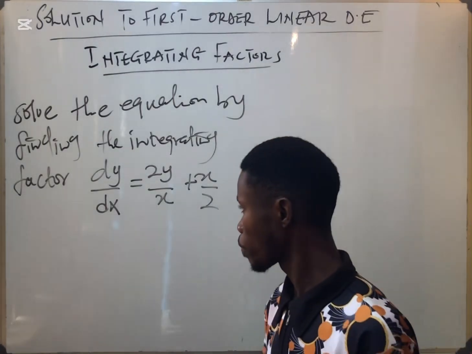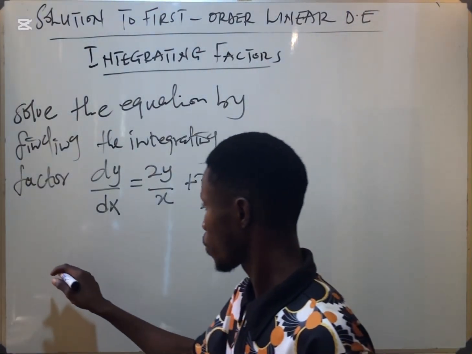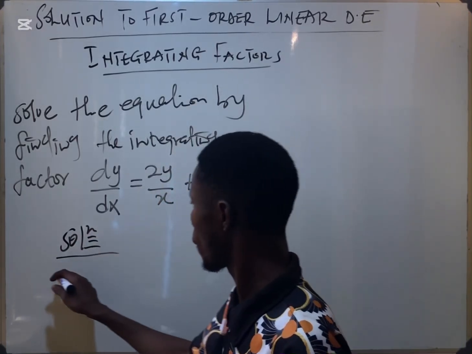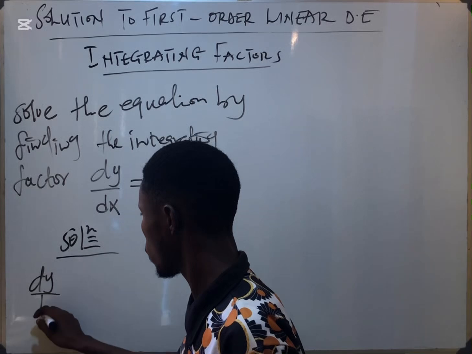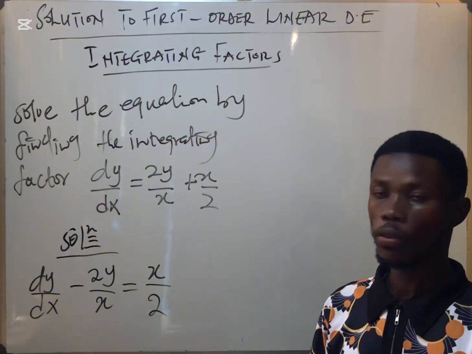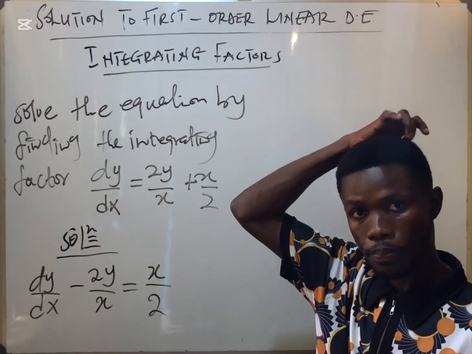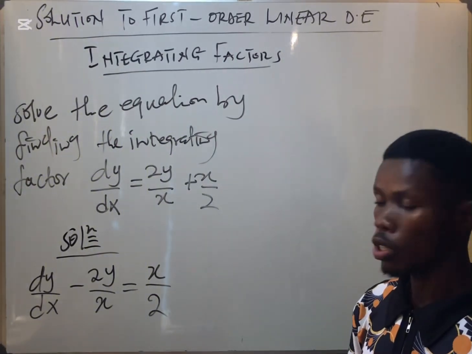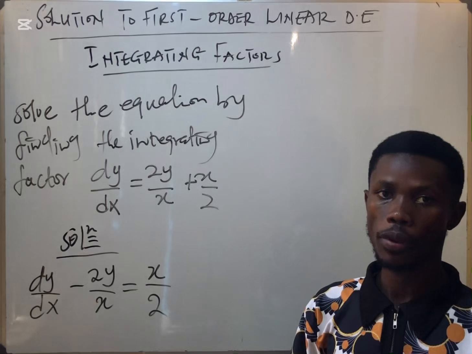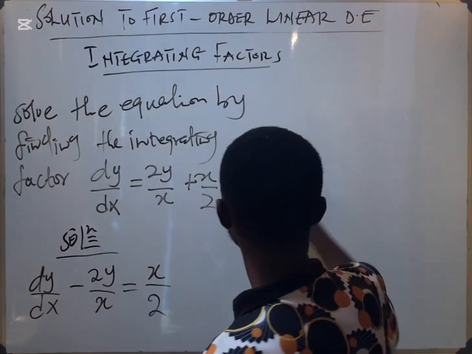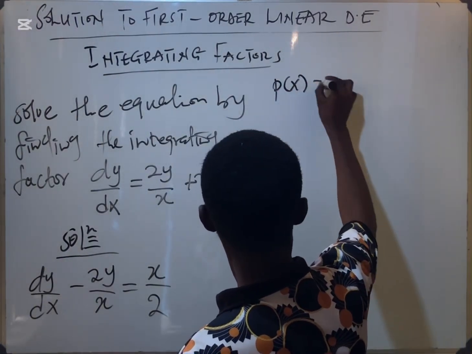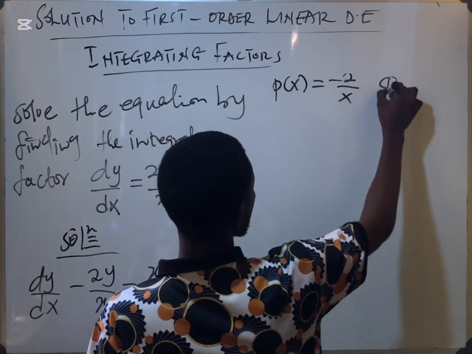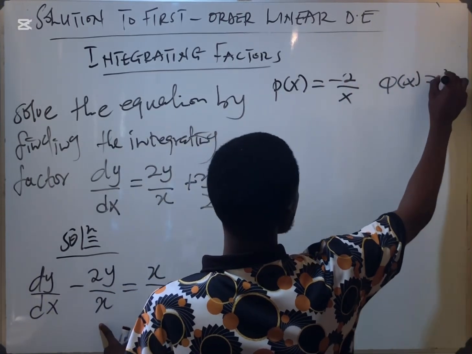So now let's see. The first thing to do here is write this one in a standard form. Good. Secondly, identify your P of x and K of x. So P of x is negative 2 over x, and K of x is x over 2.